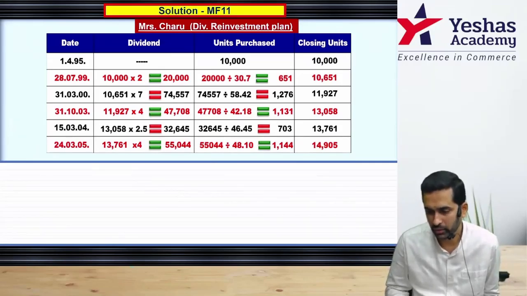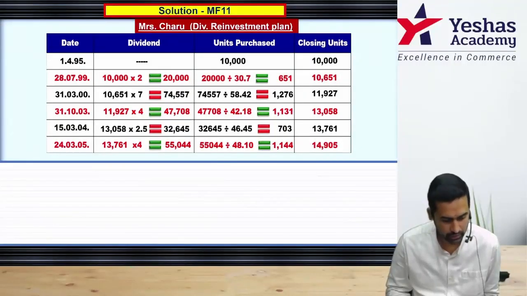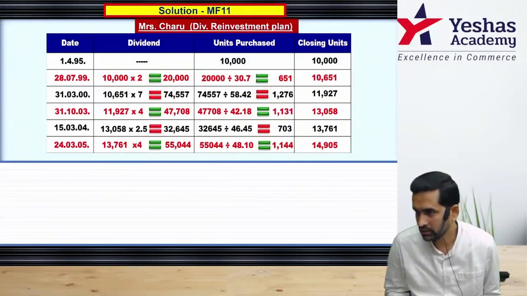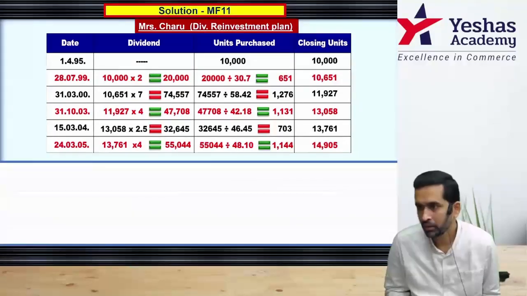Parallelly, if you're thinking about taxes, even here, 24th March, that will come under STCG period, less than 1 year. Other things will get exempted as LTCG.